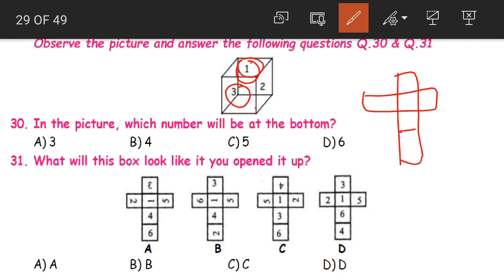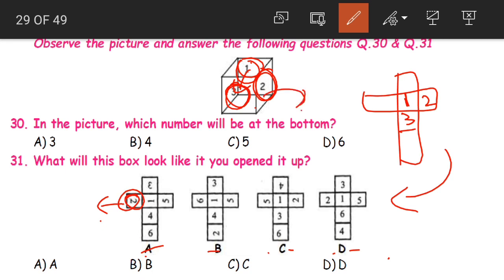Okay, 1 if we take here in the middle, to the side we have 2. So this side will be having 2 and 3 comes below. So 3 will be here. So from the given options A, B, C and D, look which has the same as this one. When we come to option A, we are having 2 to the what side? Left side. But here we have 2 to the right. So A is wrong.